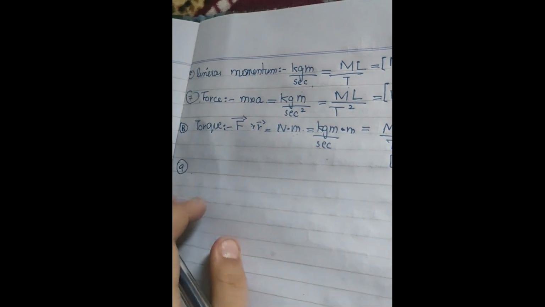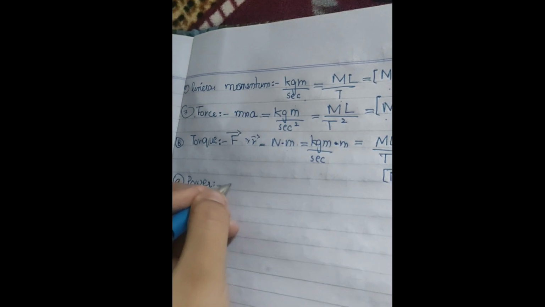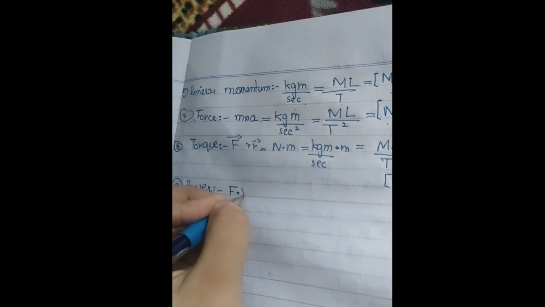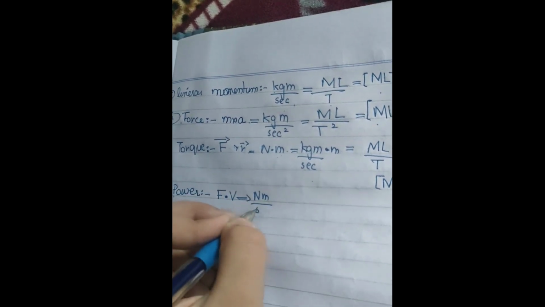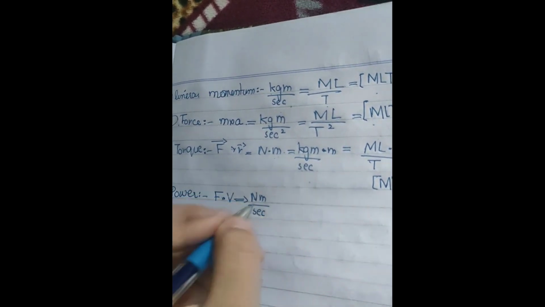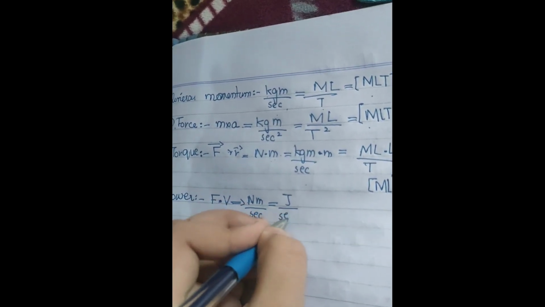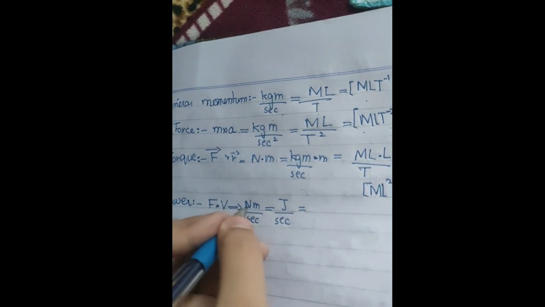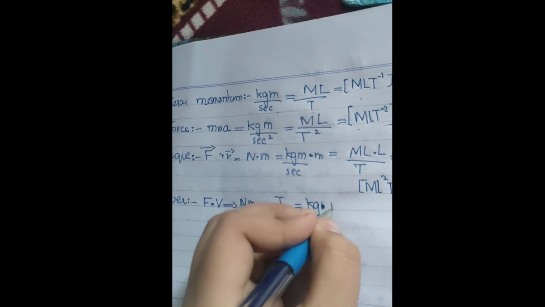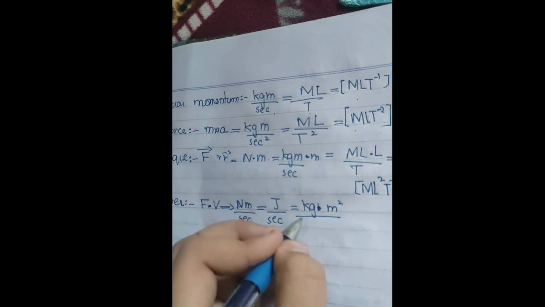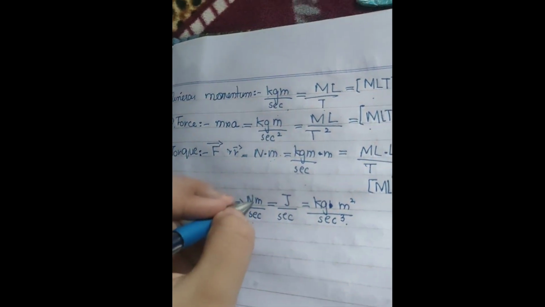Number 9, when we have power, and the formula of power is F multiplied by V. So for power we have Newton meter per second, force in Newton, velocity in meter per second, and for Newton meter we have joule per second, and Newton is equal to kilogram meter per second square. Now see how I did that.